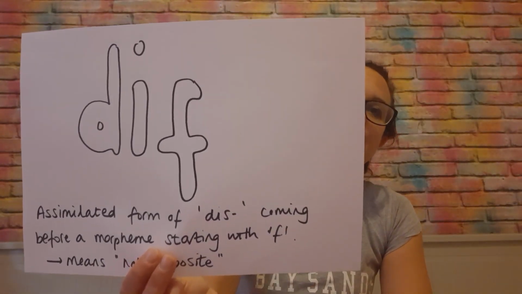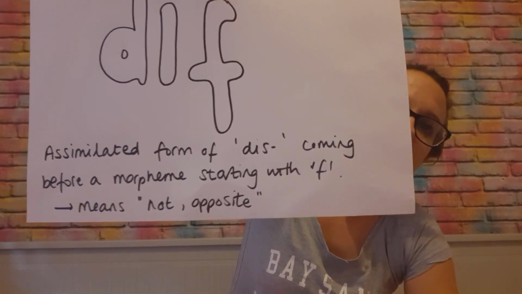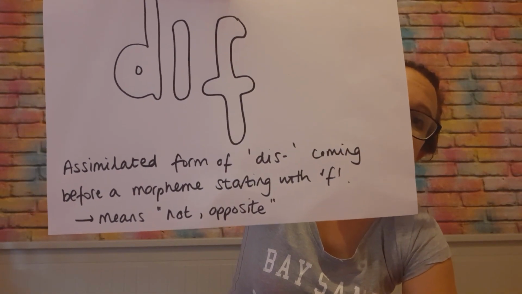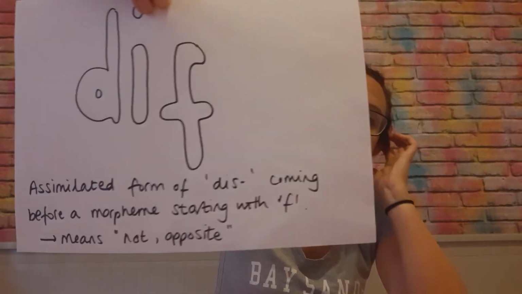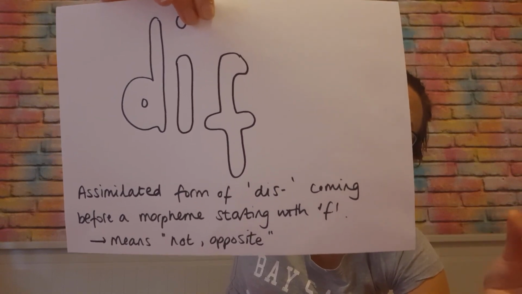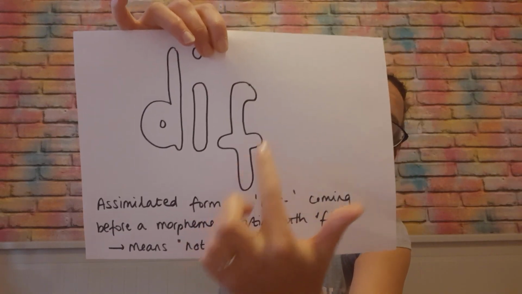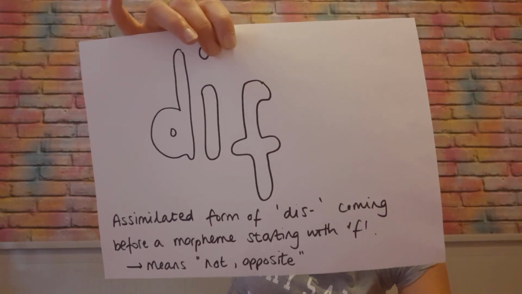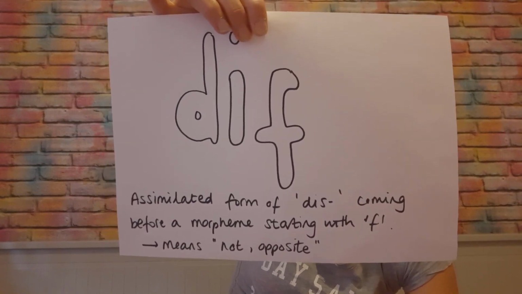Okay, it is diff. So you can see, I don't know if I've written that very clearly, but it's actually an assimilated form of dis. Okay, so we use dis quite a lot as a prefix, meaning not or apart from, but when dis is followed by another morpheme that starts with an F, the S of dis also changes to an F, and you end up with a double F, which you'll see when I show you the morpheme grid. So it means not or the opposite of.